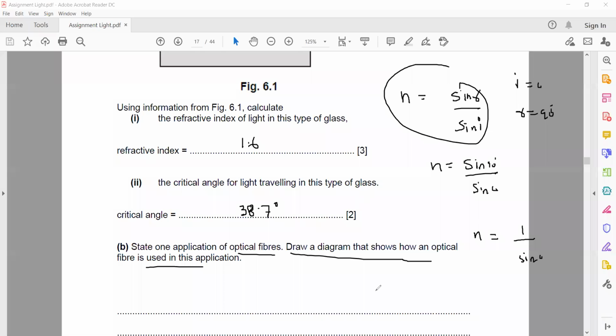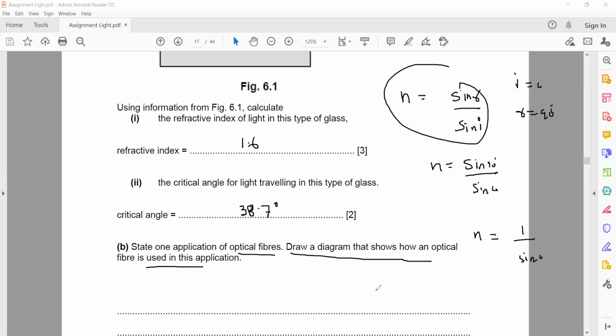Yeah, you can mention endoscopy, or you can also mention communication, like internet communication. So you can mention a relevant diagram according to that. Rather than telephone wires, nowadays internet is used. Telephone wires also nowadays are replaced by optical fiber or fiber optic.